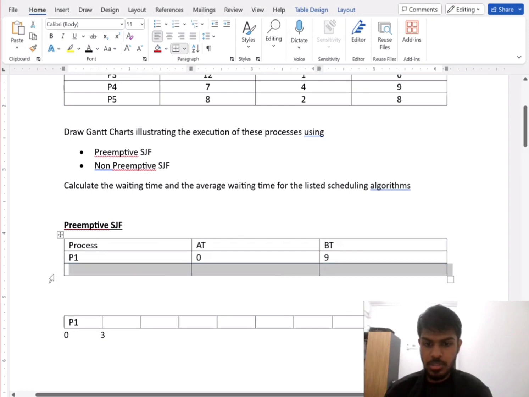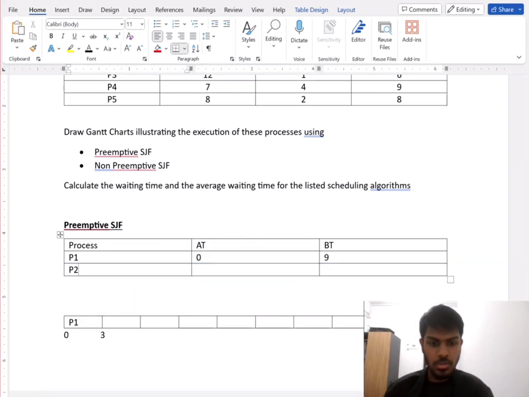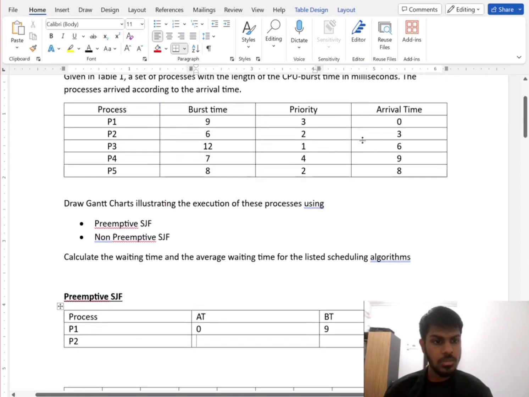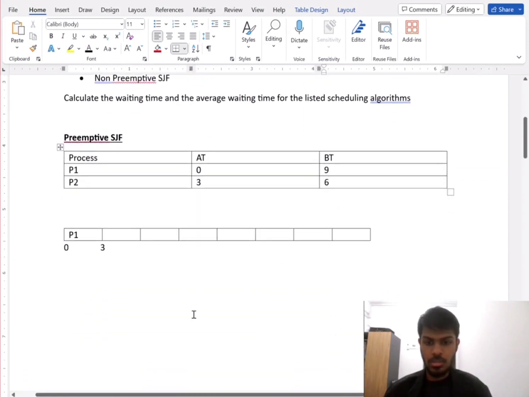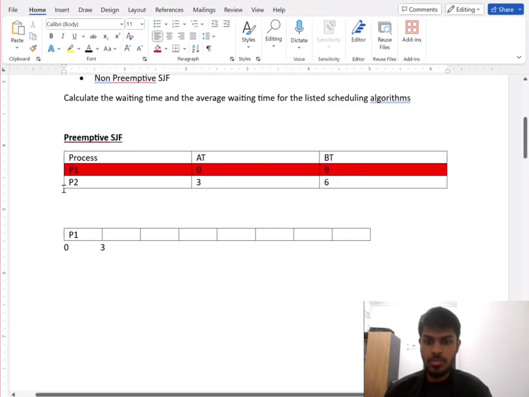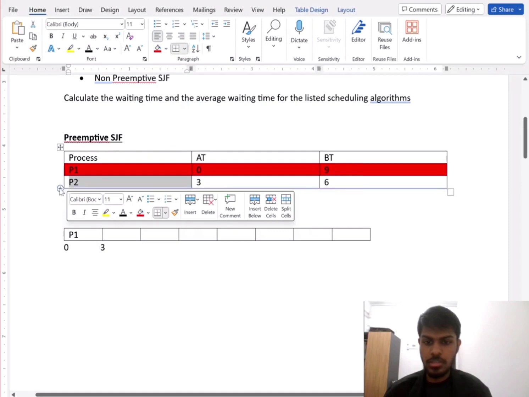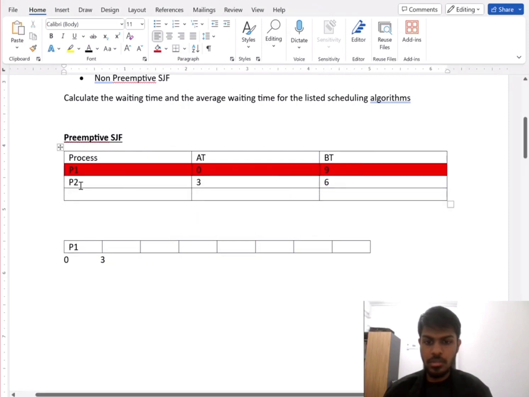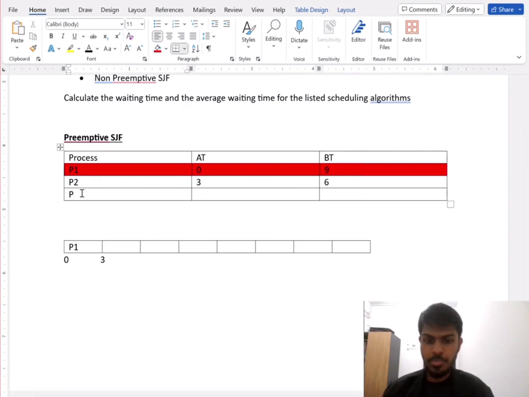You have to put process 2 here. Arrival time is 3, and the burst time is 6. The process ran for 3 minus 0 is 3 milliseconds, thus we have to subtract here. 9 minus 3 is 6, and we have a new process. The new process will be P1, arrival time 0, and 9 minus 3 will be 6.